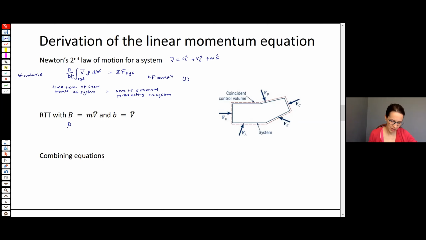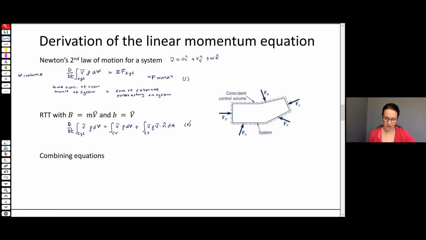4, and we get d by dt of the integral over the system of the velocity, rho, d volume, equals the integral over the control volume of velocity, density, d volume, plus the integral over the control surface of velocity, density, velocity dotted with the unit normal facing outwards. Call this equation 2.